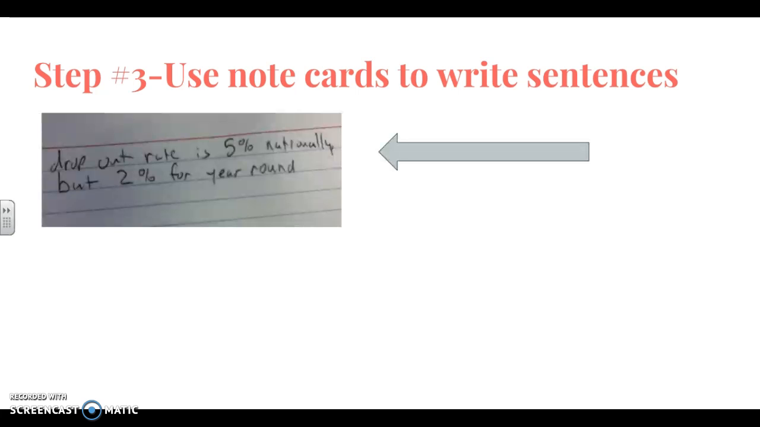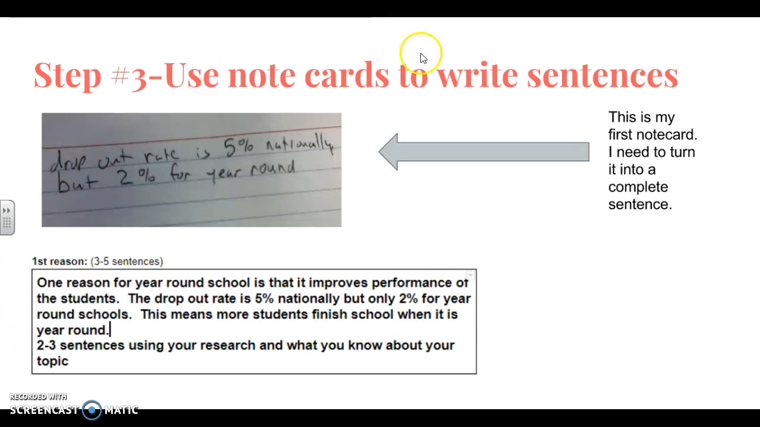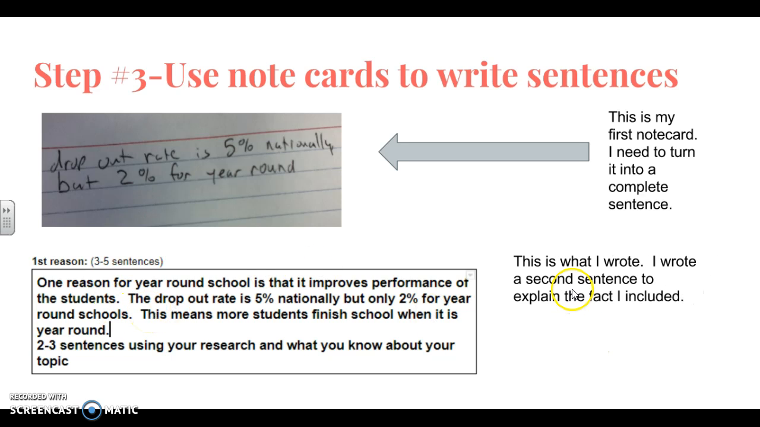Step number 3, use note cards to write sentences. So this is my first note card. I need to turn it into a complete sentence, and I've done that here. And what you'll notice is I wrote a second sentence to explain the fact I included. So I wrote the dropout rate is 5% nationally, but only 2% for year-round schools. You'll see that my note card was not written like that. It was not a complete sentence, so I had to add a word or two. Then I made this sentence just because I wanted to make it clear why I was talking about the dropout rate.